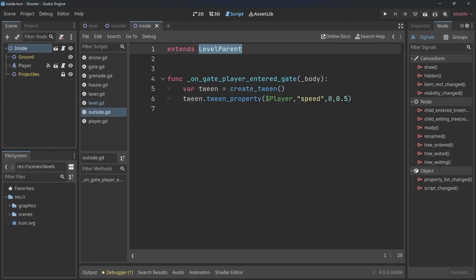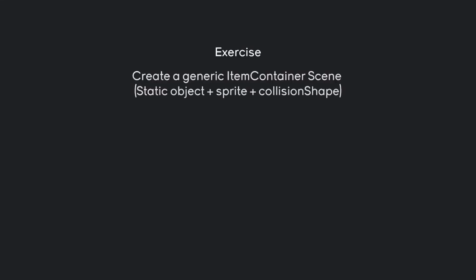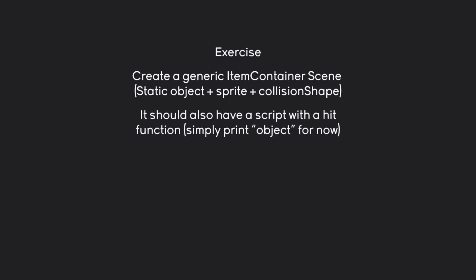Now, this is incredibly important to understand, so I really want to do an exercise. I want you guys to create a generic item container scene. This should just be a static object, a sprite, and a collision shape. It should also have a script with a hit function. So if a laser collides with it, you are printing something. This could be literally anything. Let's say for now, you should be printing the word object.